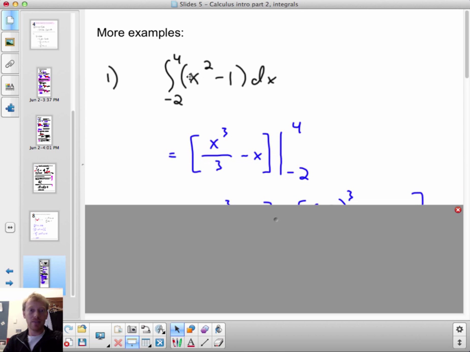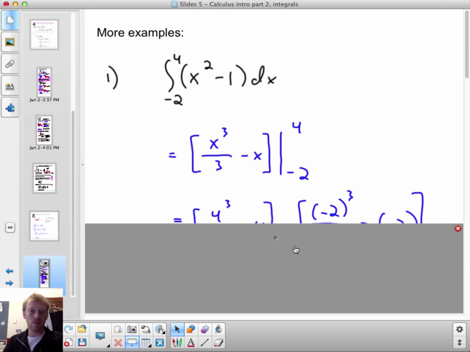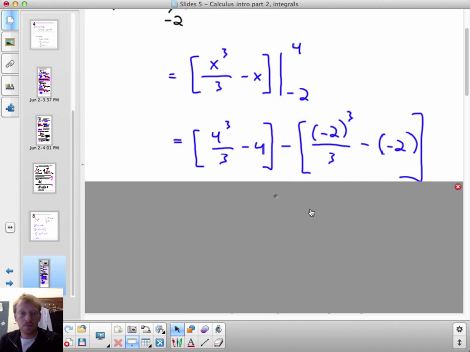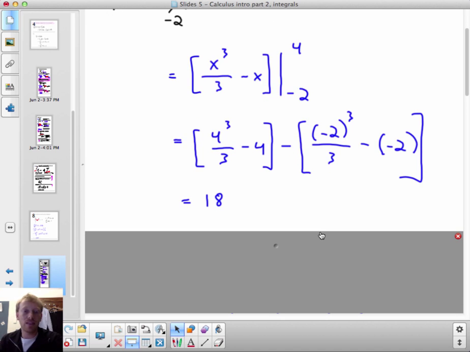Well, take the antiderivative of this function, x cubed over 3 minus x, evaluated between negative 2 and 4. I perform the evaluation by substituting the top number and then subtracting what I get when I substitute the bottom number. And you can confirm for yourself that the answer is 18.